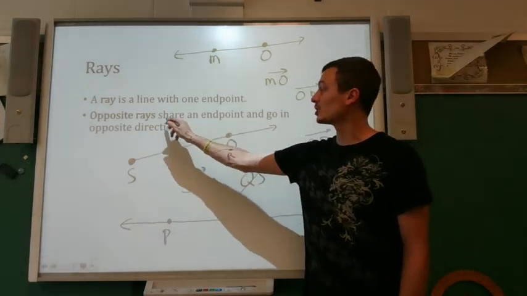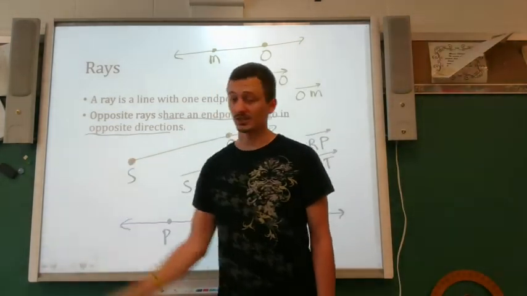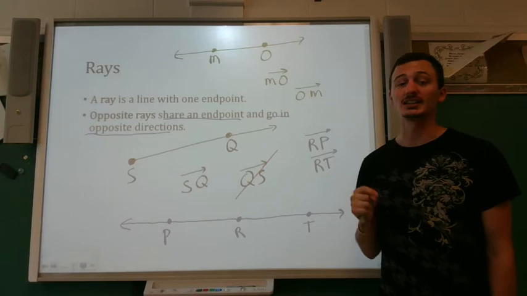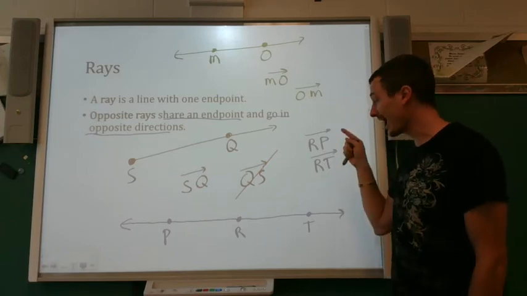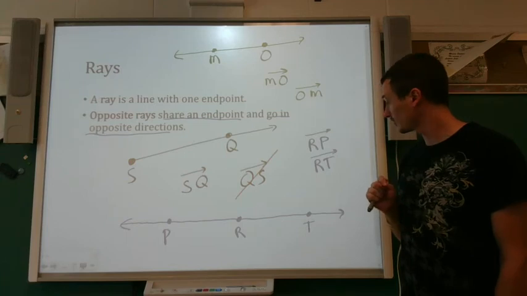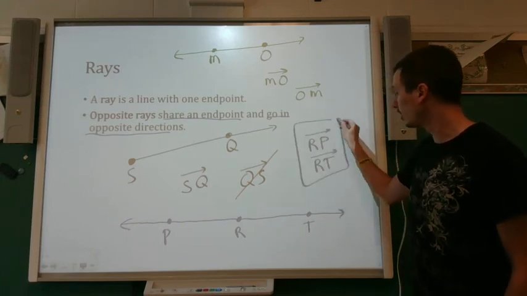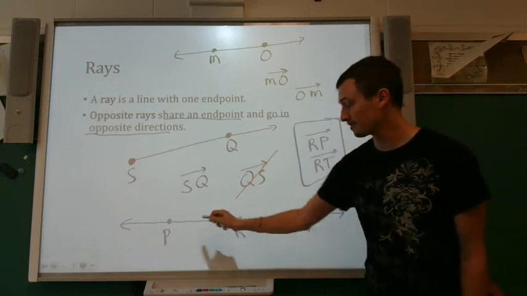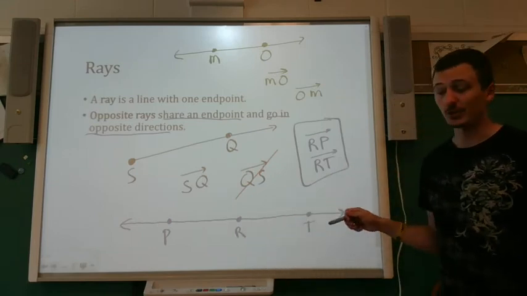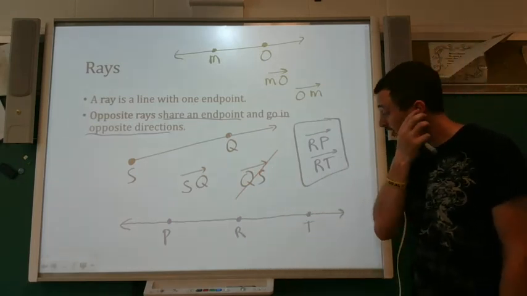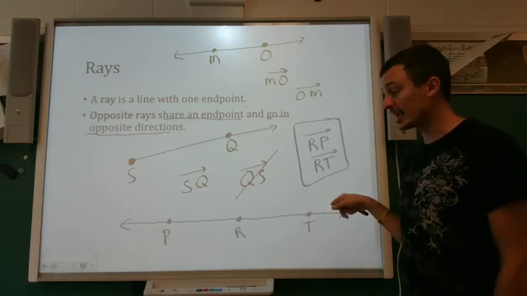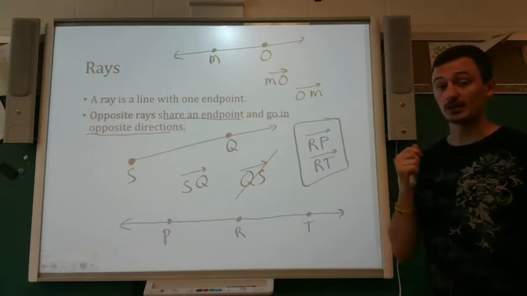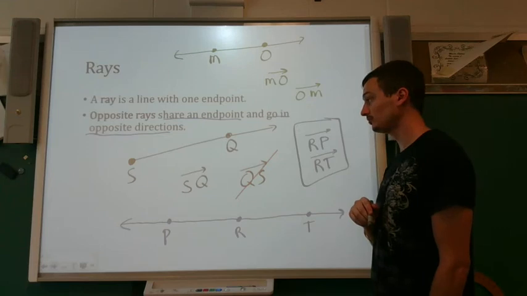Opposite rays, they share an endpoint and they go in opposite directions. That is key. If they do not share an endpoint, they are not opposite rays. They have to share an endpoint. So these two are opposite rays because they share an endpoint. They both start with R, and one goes in the direction of P, and one goes in the direction of T, and those are in opposite directions. So they are opposite rays. So 2 opposite rays would be linear. They would have to make a line. If they don't make a line, they are not opposite rays. Cool, that's rays.